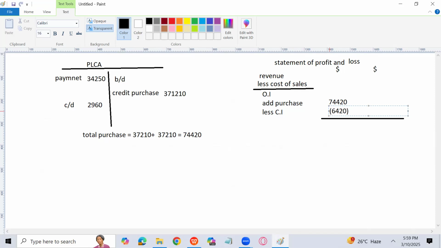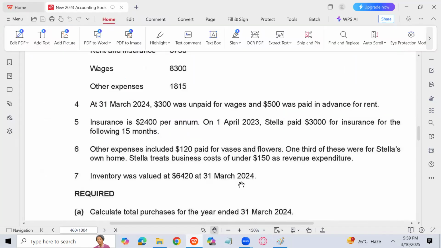Let me calculate it. 74420 minus 6420 is 68,000. So I will write here 68,000. Now I'm going to write here gross profit. So revenue is going to be how much? Let's see.